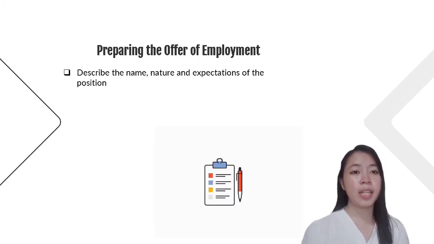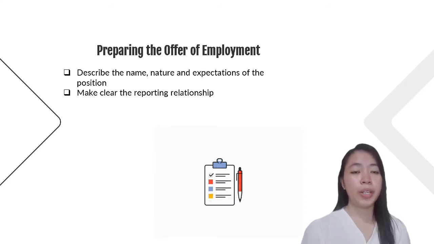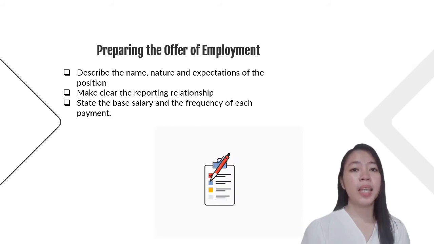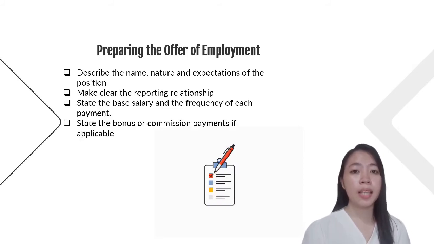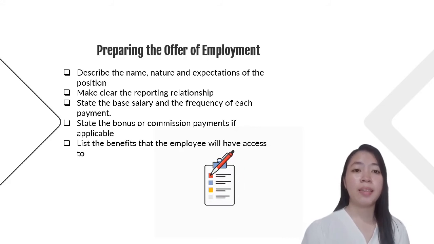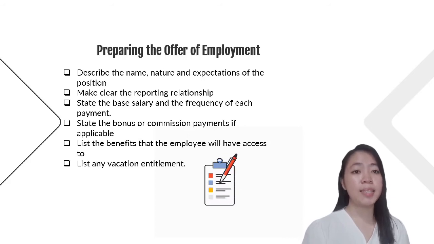Describe the name, nature, and expectation of the position. This may be provided as an addendum to the contract. Make clear the reporting relationship. State the base salary and the frequency of each payment. State the bonus or commission payment if applicable. This may be provided in a separate contract. List the benefits that the employee will have access to. This may be provided as an addendum to the contract.